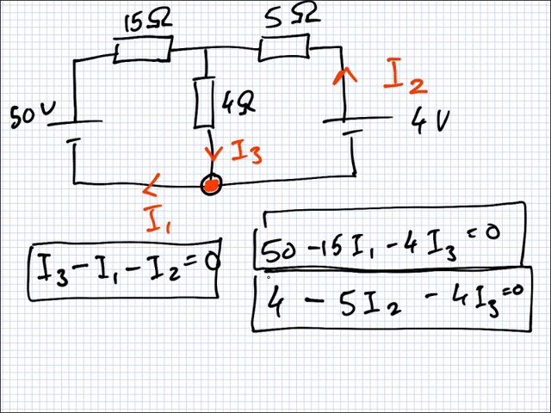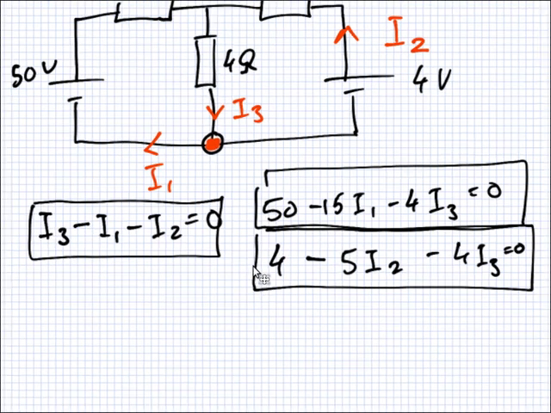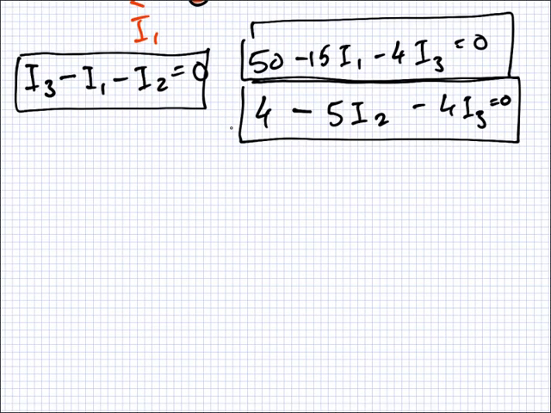Here's my tip for how you solve these. You always delete the I that's in all 3 equations. Do you see any I that's in all 3 of them? I3 is the only one. So what we'll do is multiply the first equation by 4.